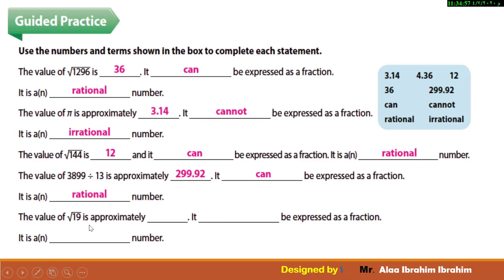The value of root 19 is approximately 4.36, but this can't be expressed as a fraction because if you put it in your calculator, you find your whole screen full of numbers. If you make it a long division, you find you can't end this long division, there will be dots, meaning without end. So this means it is an irrational number.